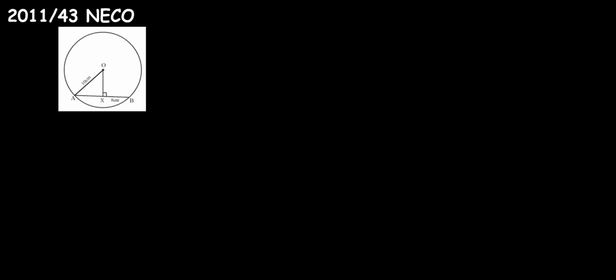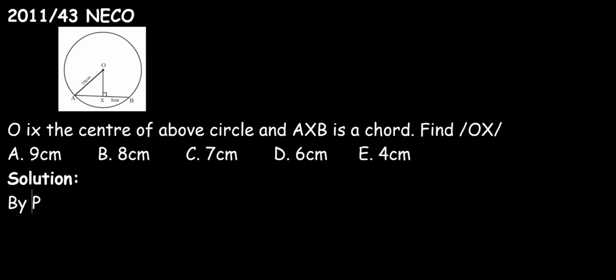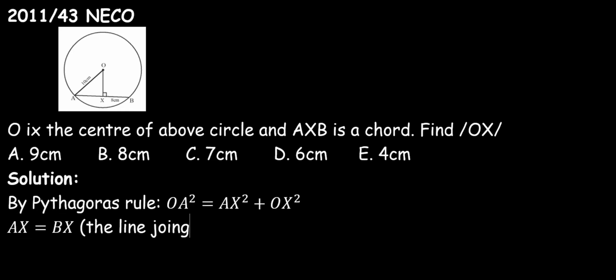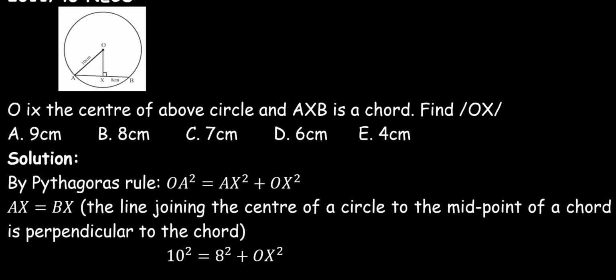Another example. O is the center of the above circle, and ASB is the chord. Find OS. The options are given. Solution. By Pythagoras rule, OA squared is equal to AS squared plus OS squared. And we note that AS is equal to BS. Reason: the line joining the center of the circle to the midpoint of a chord is perpendicular to the chord. Thus, we can substitute for our values. That will be 10 squared equals 8 squared plus OS squared. The result is 10 squared minus 8 squared will be equal to OS squared.